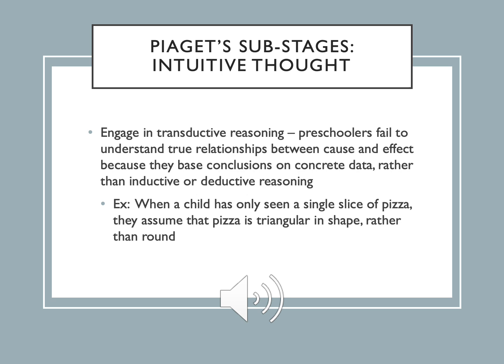A good example of this is one that was actually with my own brother during this time of pre-operational development. We were at Costco and they had Costco pizza there. When he was little, he really loved pizza, and pizza was all that he ate for a while. This example is when a child has only seen a single slice of pizza, they assume that the pizza is triangular in shape rather than round. At the time of getting the pizza, we got one that was a round shape or a square shape, I can't remember exactly, but we got one that was not a triangular shape, as you commonly would see when a slice of pizza is cut out of a larger round.